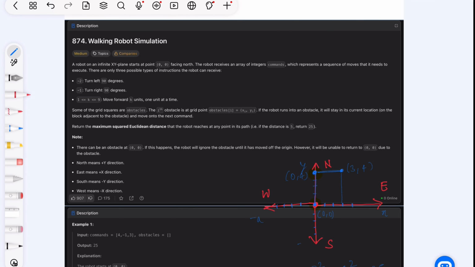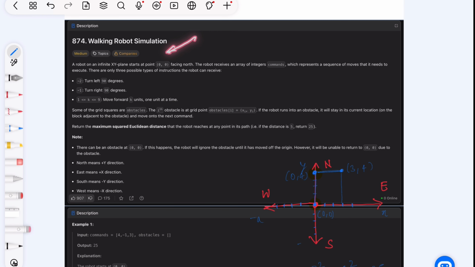Welcome back. So in this video we are going to understand the LeetCode problem number 874, Walking Robot Simulation, and we'll try to understand how this problem is going to be solved. The very first thing that we will do is understand the question and how the given examples work. Okay, so let's understand it here.